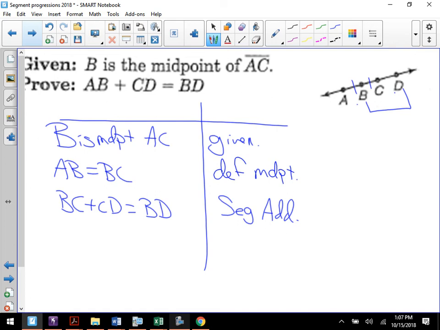So what can you do? Yep. Since BC and AB are the same thing, we've already said that. Anytime I write BC, I can replace it with AB. I can put something in for something else. When two things are equal.